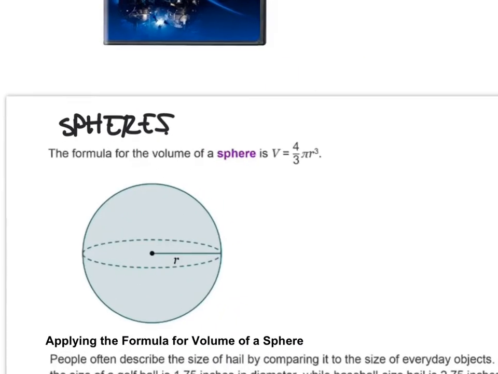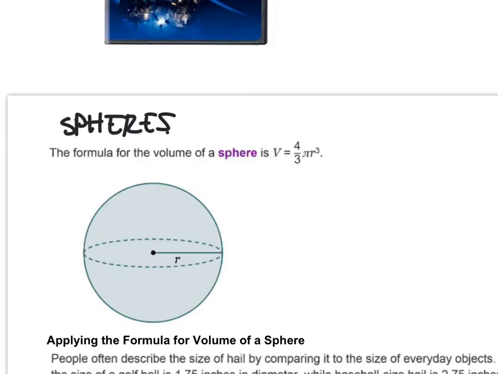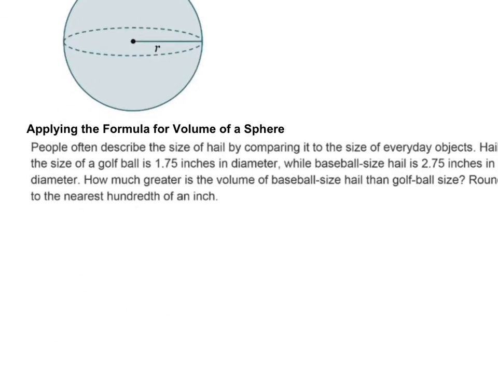All right, so let's talk about this for a second. What we want to know, we have the volume of the sphere is 4/3 pi times your radius cubed. Okay? So your radius is this value right here. So let's apply this formula for the volume of the sphere.